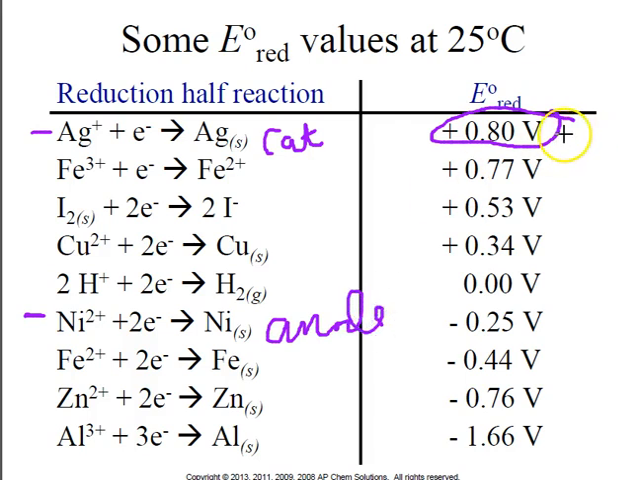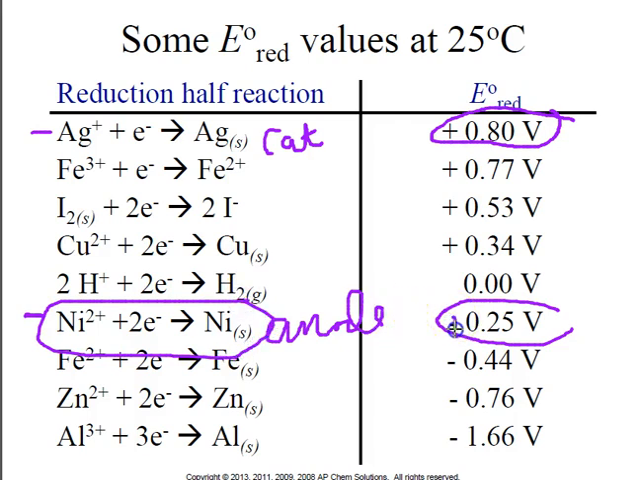To figure out the voltage on the whole system, we would flip this number, because we're going to flip this reaction, because it's going to be the anode. So that'd be positive 0.25 volts, and then we put these together to find the potential energy of the system. So the potential energy is the difference between 0.8 and negative 0.25, but if you subtract a negative, that's a positive. So this is a 1.05 volt system, if we put those together.